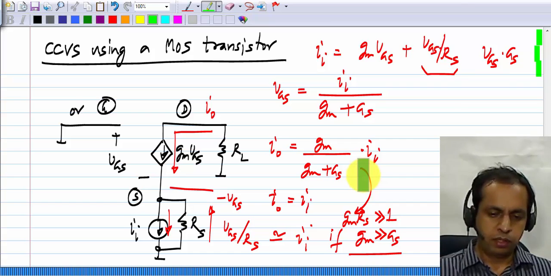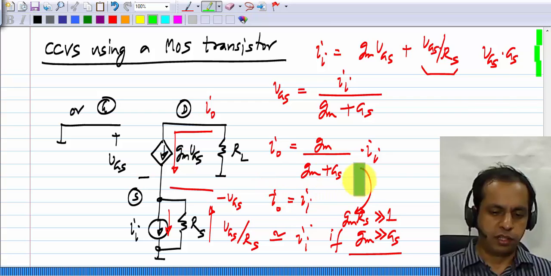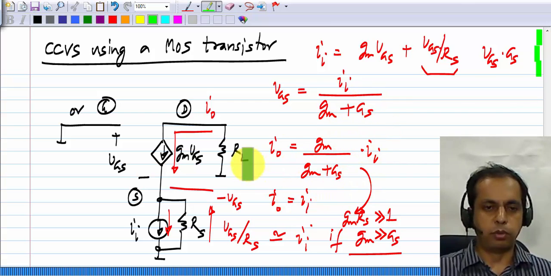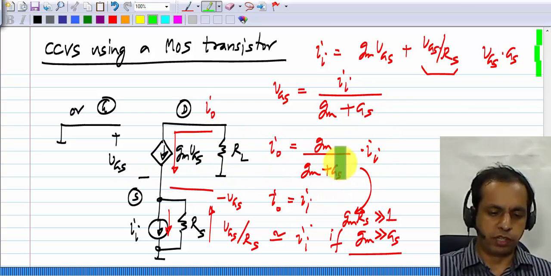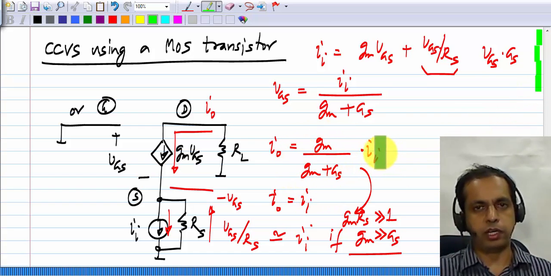So this is a pretty simple linear circuit. I am assuming you can analyze that. If you didn't get this answer, please go back and analyze this. This is extremely simple. You will find that I0 is GM by GM plus GS times II, and it's very close to II if GM is much more than GS.